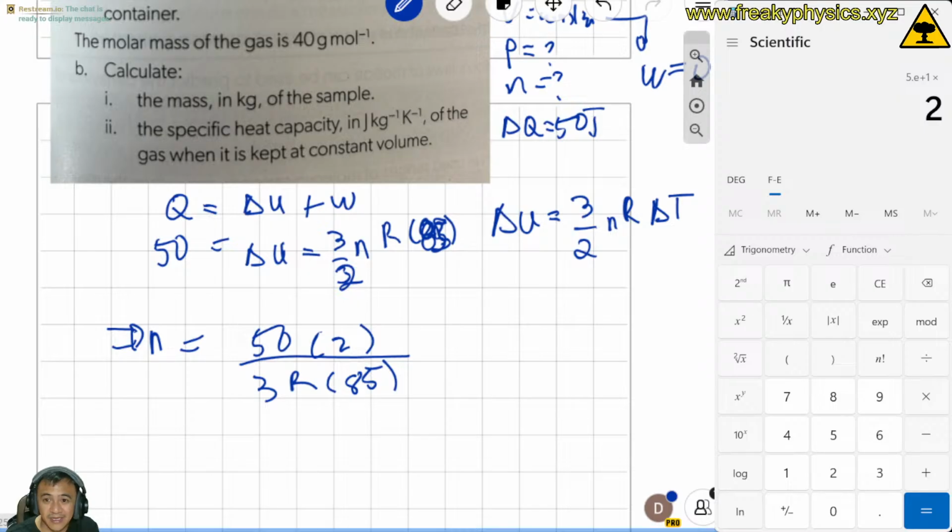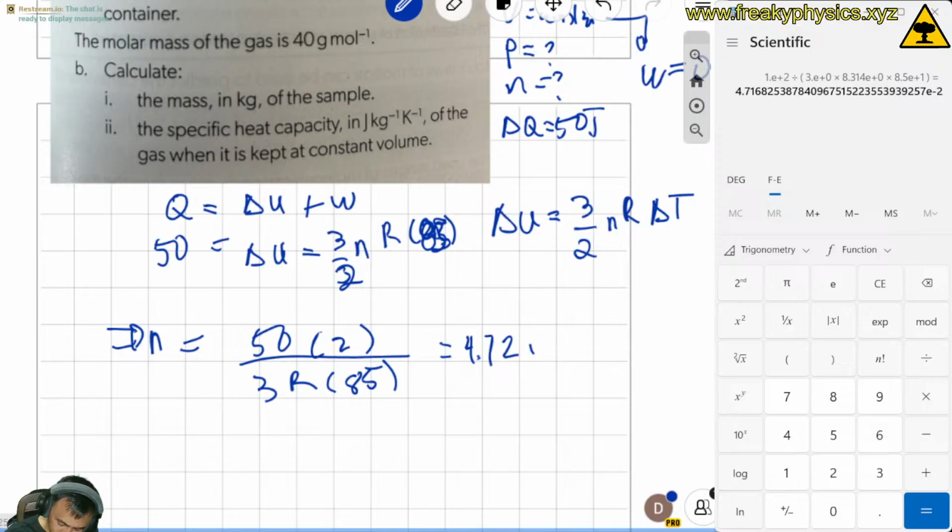So going back to the calculator, 50 times 2 divided by 3 times 8.314 times 85. That's going to give us 4.72 times 10 to the minus 2 moles.